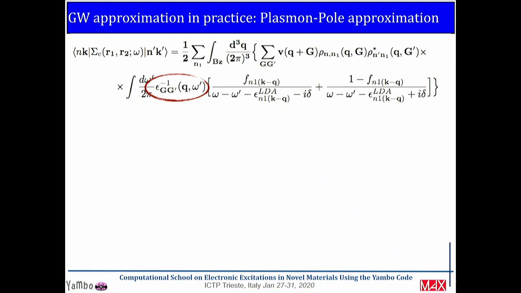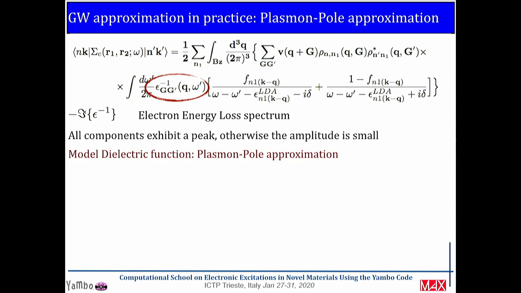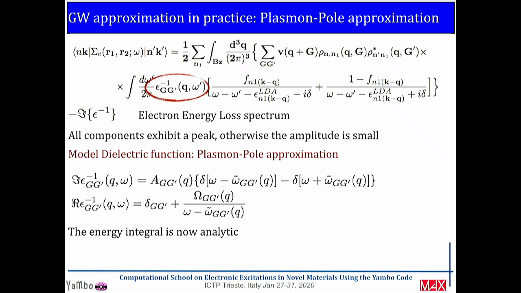It's very cumbersome. And usually, as is done in many of these codes, and YAMBO also does, we make use of an approximation. We model this matrix. Each element of the matrix can be modeled. Usually, we have the imaginary part of epsilon minus 1, the macroscopic component, with an excited sharp peak, the plasmon peak. So in many cases we can make the bold approximation that our function is a peaked function around its plasmon frequency.